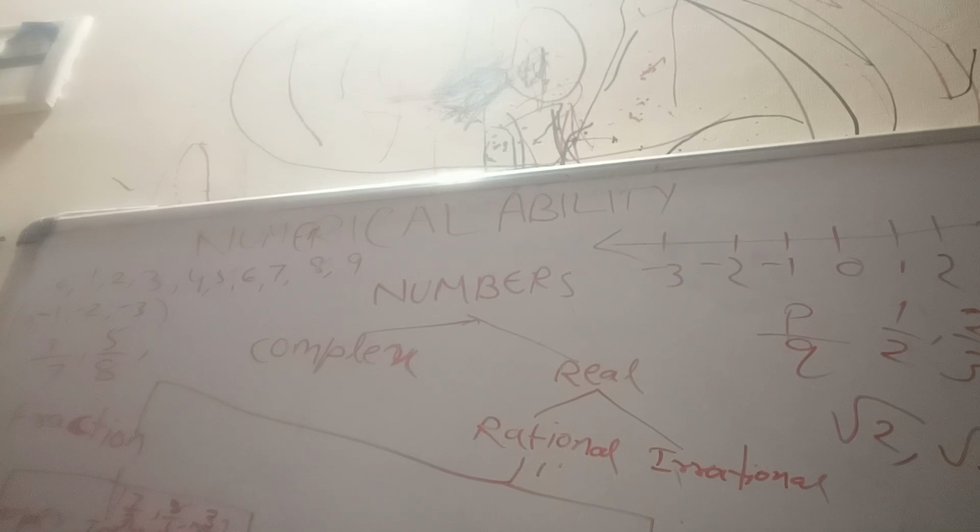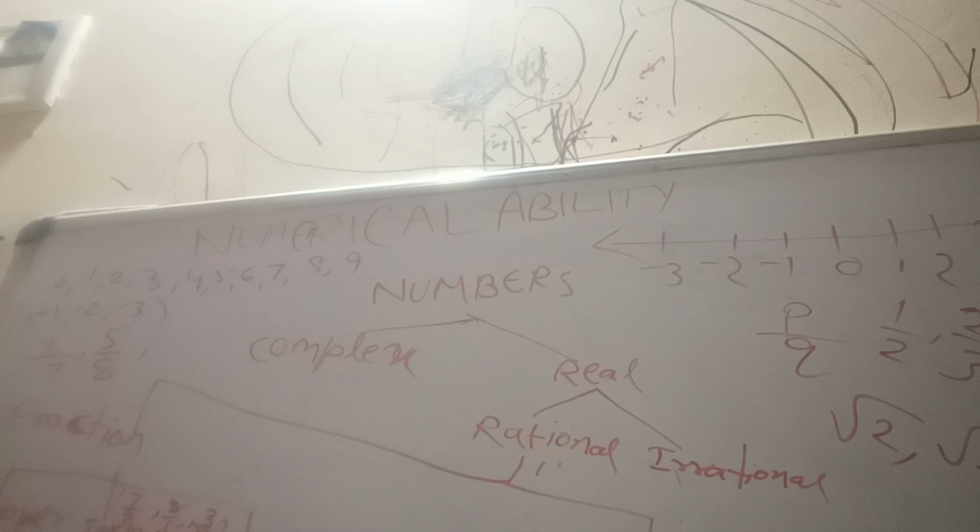The counting numbers are called natural numbers. It can be expressed as n equals 1, 2, 3. Even number means a number divisible by 2 is called an even number. Thus 0, 2, 4, 6, 8 are all even numbers. Odd numbers means a number not divisible by 2 is called an odd number. Thus 1, 3, 5, 7, 9 are all odd numbers.